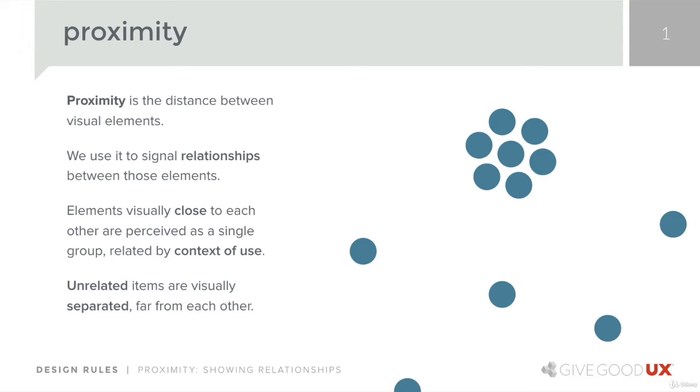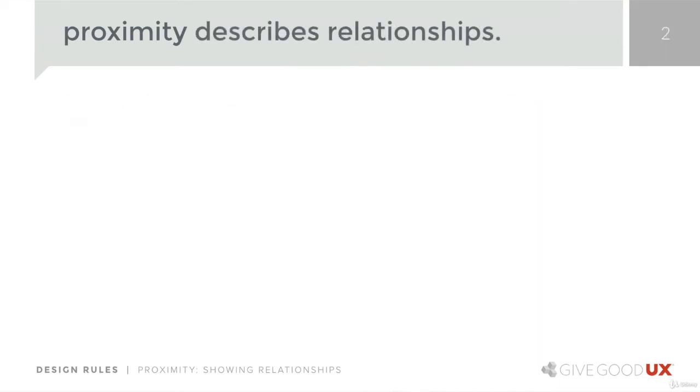They're not related in context to each other. They're not talking about the same thing. They don't do the same thing. They don't take you to the same place, right? Or they don't show you the same kind of content. So we've got a group and we've got a bunch of unrelated elements, both to that group and to each other. The job of proximity, as we said, is to describe relationships.